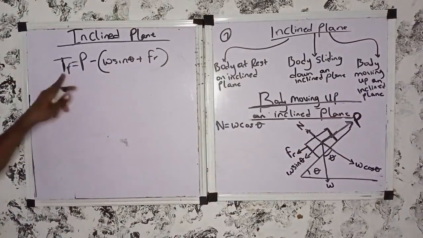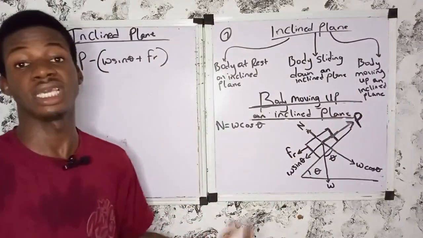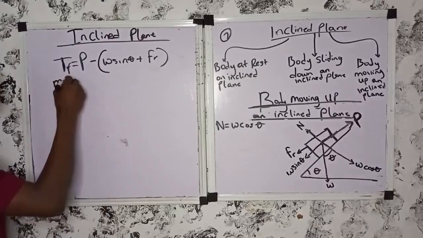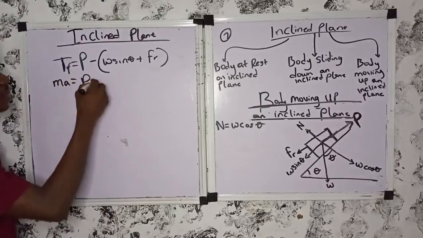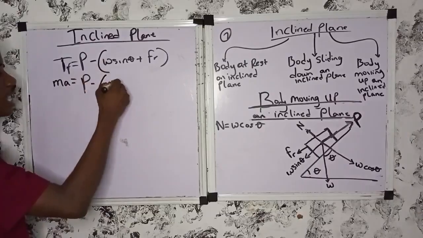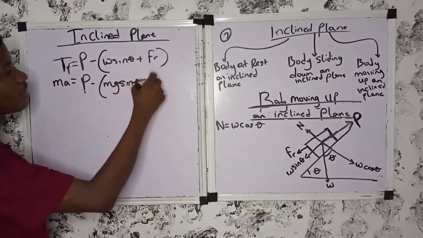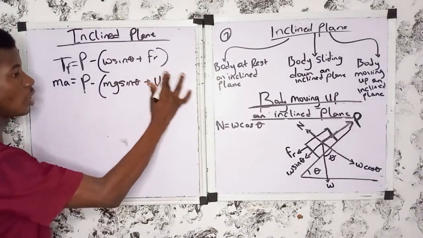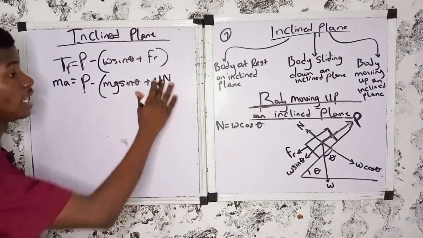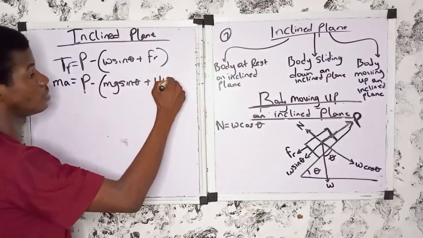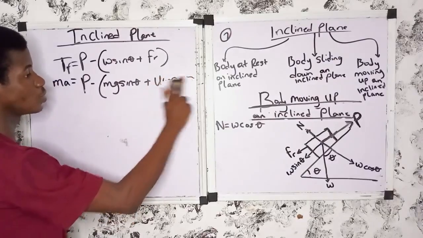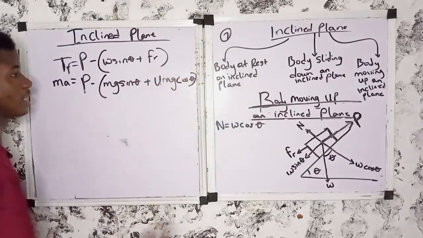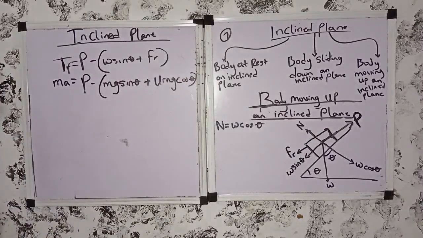So let's continue. Since the body is moving, it has an acceleration, right? So the total force acting is equal to ma. So ma is equal to the push force P, minus, now W is what? Mg, right? Weight is mg, then sin theta. Now, what about friction? We all know that friction is the coefficient of friction, mu, times the normal reaction force. Now N is W cos theta, and W is mg, so it becomes mu mg cos theta, bracket close, right?